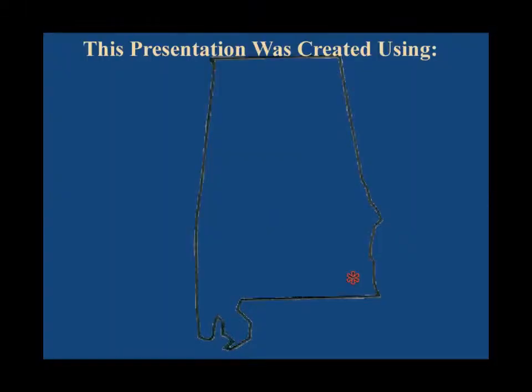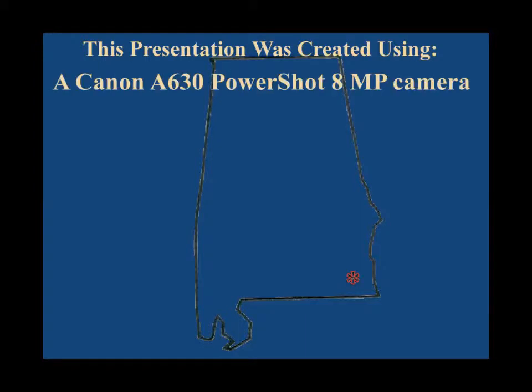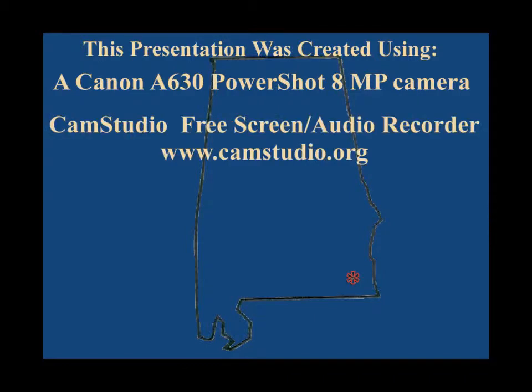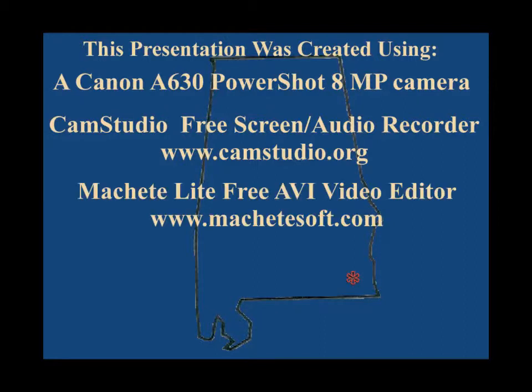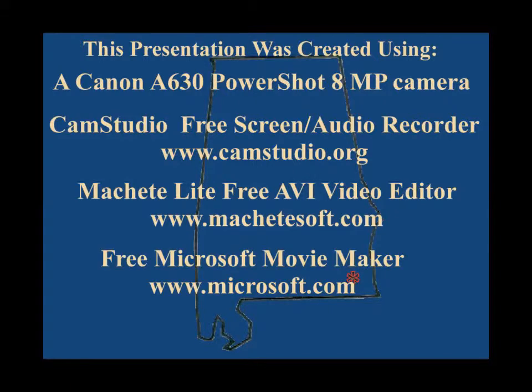This presentation was created using a Canon A630 PowerShot 8 megapixel digital camera with an 8 gig SD card. It wasn't free, but it was lying around. Cam Studio, a free Windows screen and audio recorder, work in progress. Machete Lite, a free AVI video editor. Free Microsoft Movie Maker.